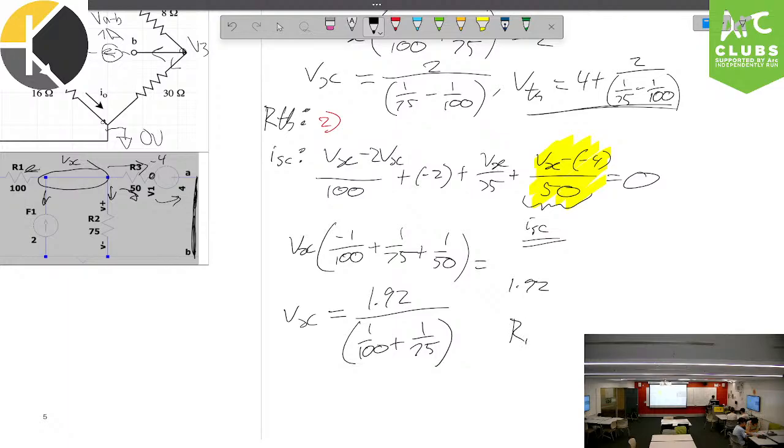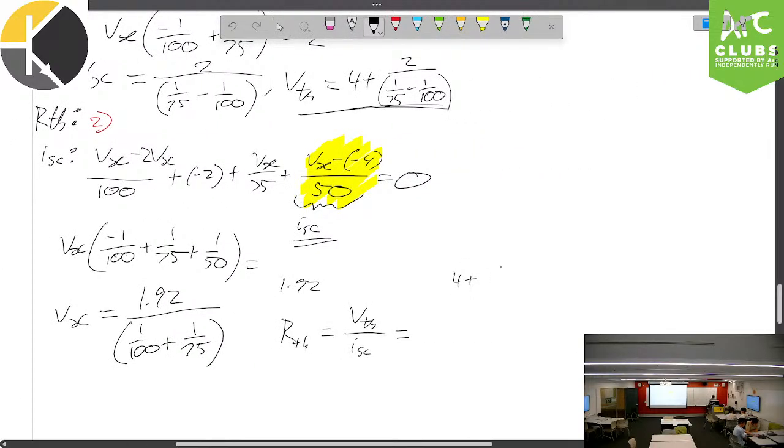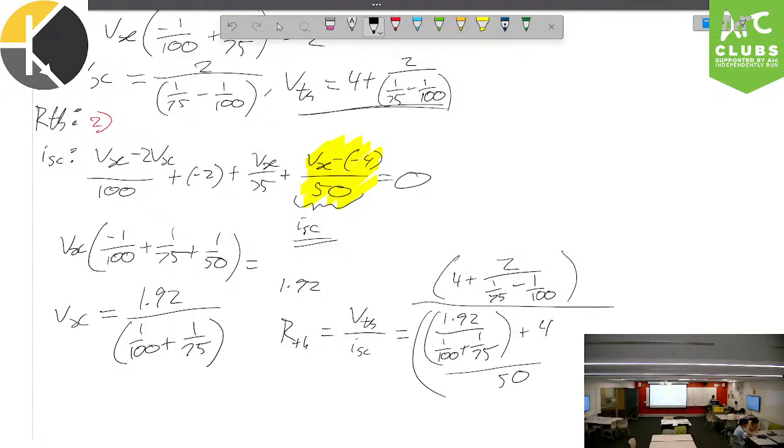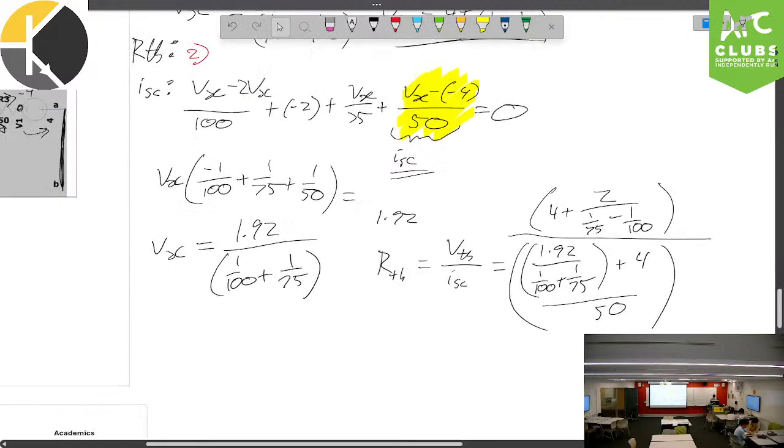So we can say R Thevenin equals V Thevenin over I short circuit, which is going to be equal to 4 plus 2 on 1 on 75 minus 1 on 100, I've got to stop writing the plus, all divided by I short circuit, which will be 1.92 over 1 on 100 plus 1 on 75, plus 4 on 50. Right, bam. To be plugged into your calculator. You may do that at your own leisure.